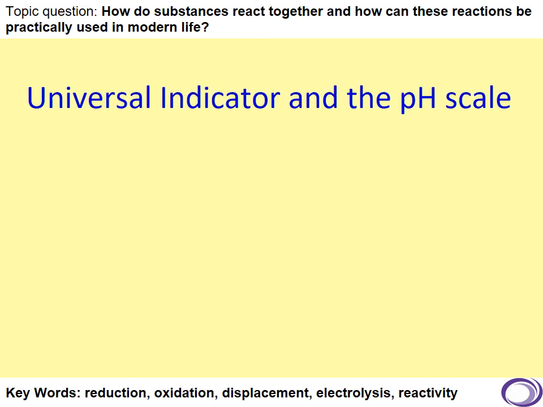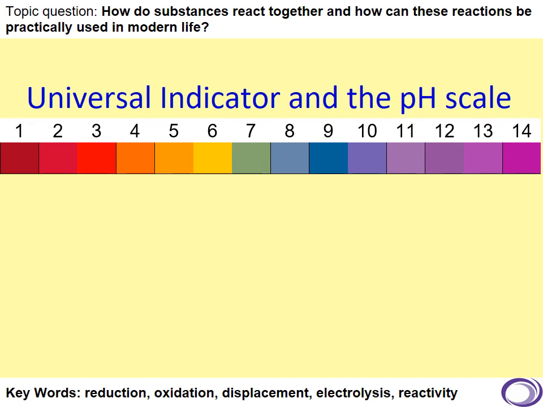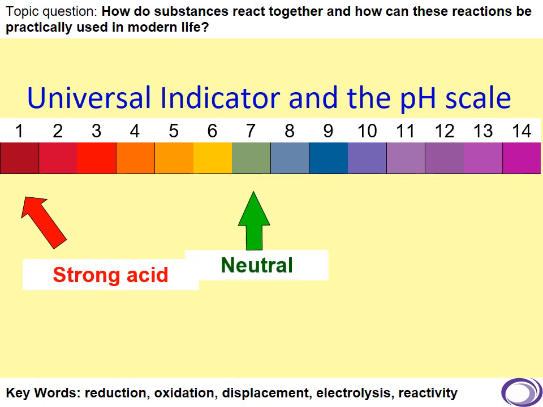Acids and bases. Previously, you will have looked at the universal indicator and the pH scale, and the pH scale goes from 1 to 14, with 1 being a strong acid, 7 being neutral, and 14 being a strong alkali. So a neutral in the middle, and as we move from 7 outwards we get stronger.